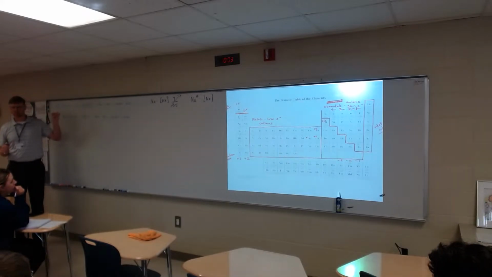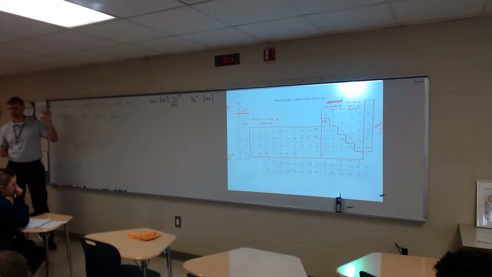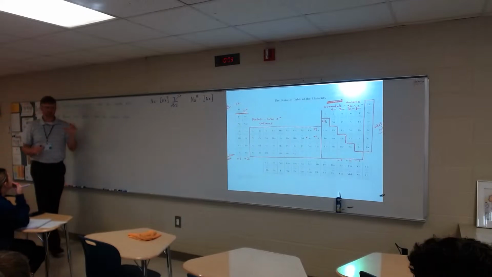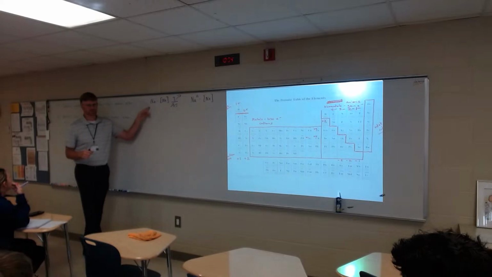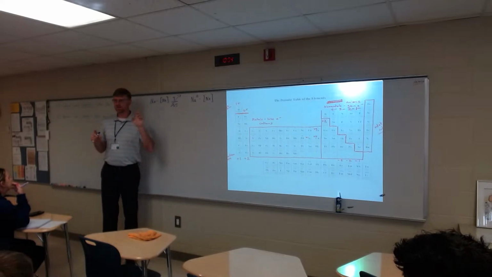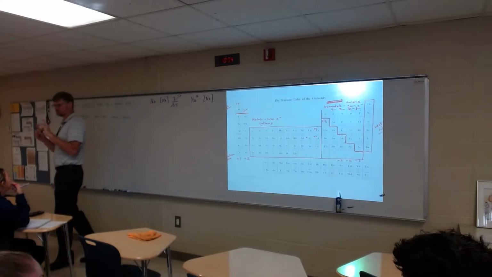That's the major reason that it's smaller. Another reason that it's smaller is you've lost some of the electron repulsion. So you've got 11 electrons in this atom, right? Those electrons don't like each other.